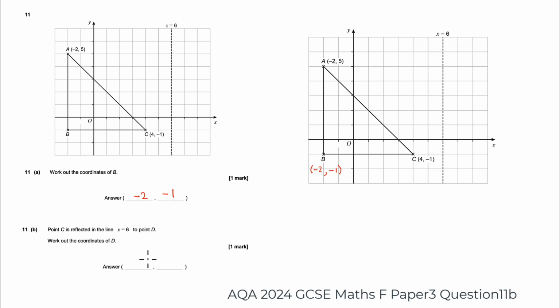And we're told that point C is reflected in the line x equals 6. Now there's the line x equals 6. All the x coordinates of the points in this line are 6. You have to go 6 along from the origin to the right to get to any point on this line. That's why it's called x equals 6. And we have to work out the point D coordinates, where D is the image of C if this was a mirror line.